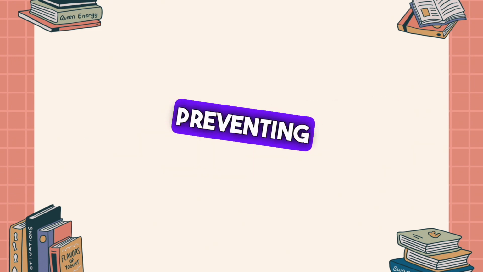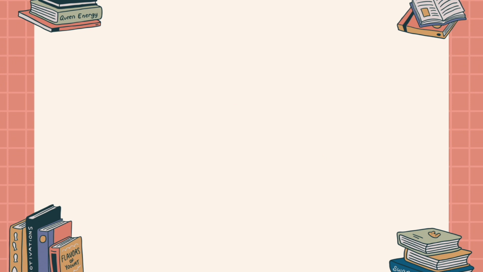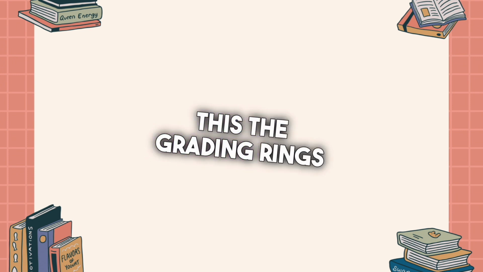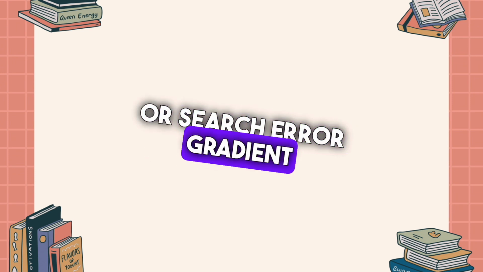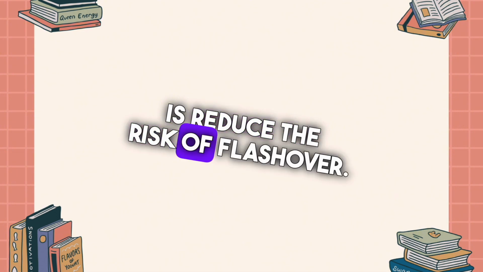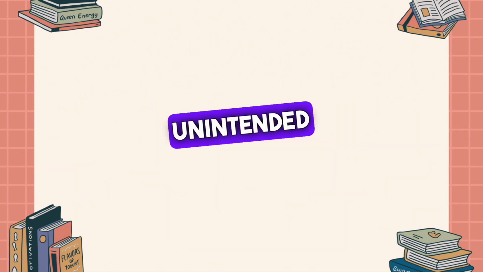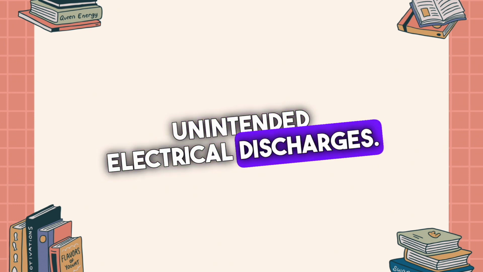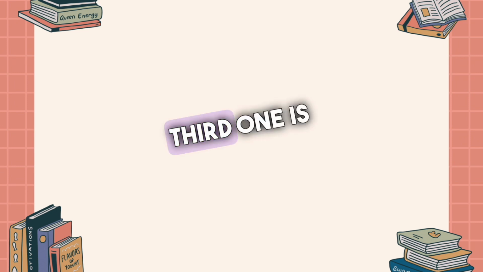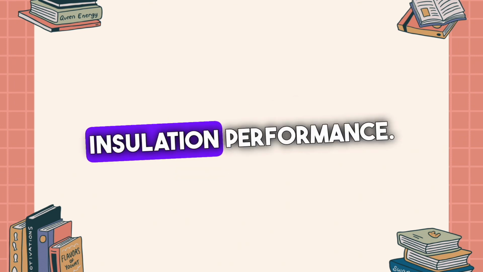Second one is preventing flashovers. The gradient rings reduce the risk of flashovers. Flashovers are sudden and unintended electrical discharges.